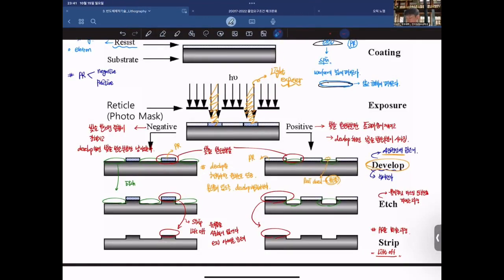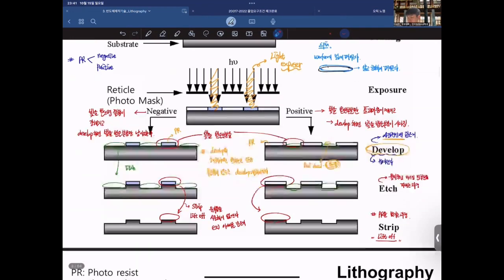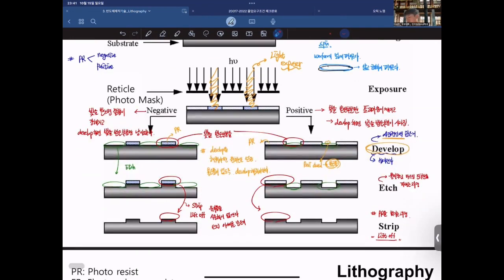So the third step is develop. In the develop step, the PR is removed. We can see the PR removed. And negative PR is the opposite. It makes a stronger chemical bond, so it can remain after the develop step. This is the difference between the two types of PR.